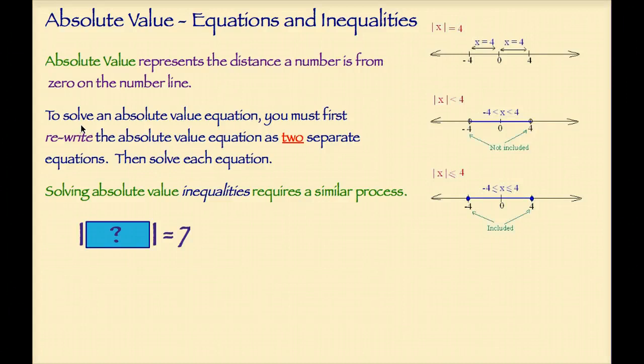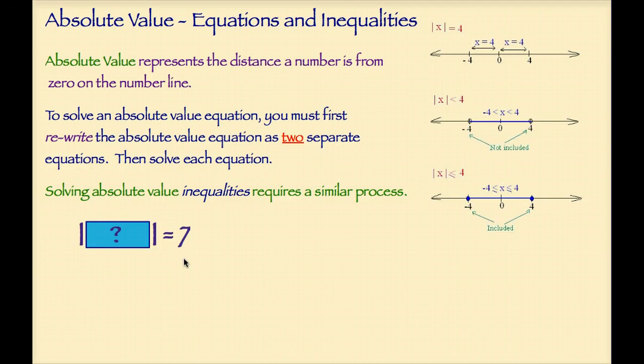To solve an absolute value equation, you must first rewrite the absolute value equation as two separate equations and then solve each. Solving absolute value inequalities requires a similar process. Now let me demonstrate why we'll need two equations to solve an absolute value equation or inequality. Look at this little example that I have here. The absolute value of something equals 7.